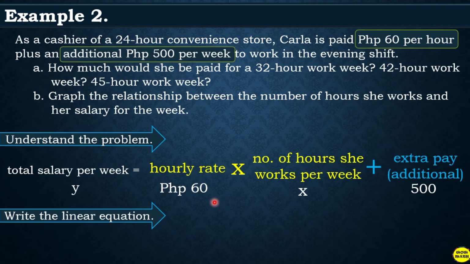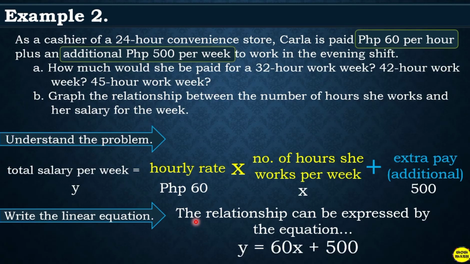Okay. So, let us now write the linear equation. So, we now have Y is equal to 60x. Okay? Bakit 60x? Kasi kapag ganito na magkatabi ang number mo, coefficient and variable, this means multiplication. So, 60x, yung 60, ita-times mo sa x, itong x na to, kung ilang hours siya nagtrabaho sa loob ng isang linggo. Plus, yung 500 na additional. So, that is your total salary. Okay? So, this is the relationship which can be expressed by the given equation.